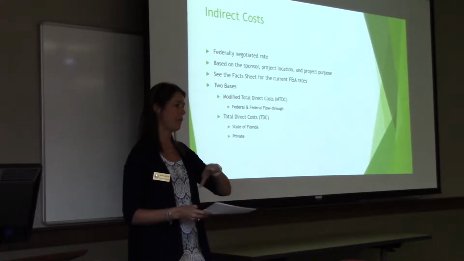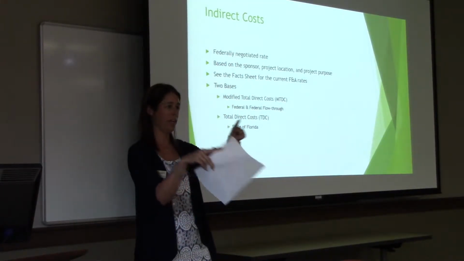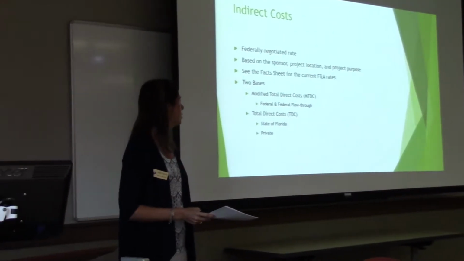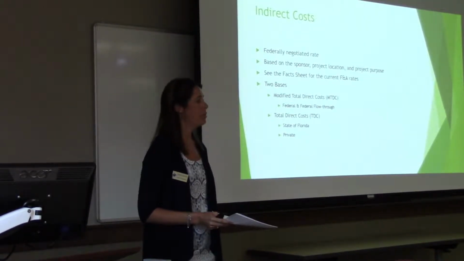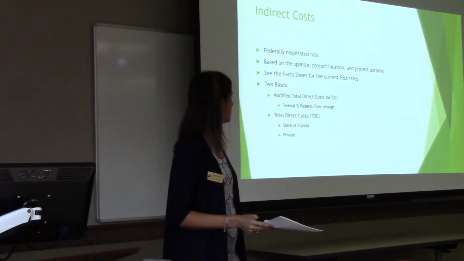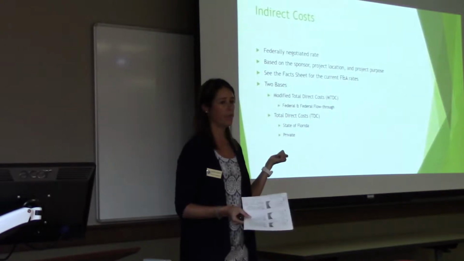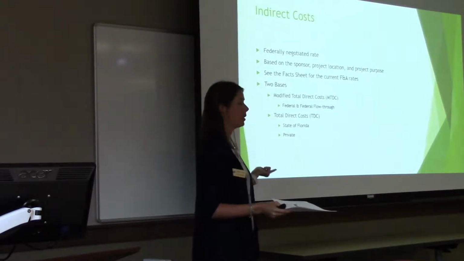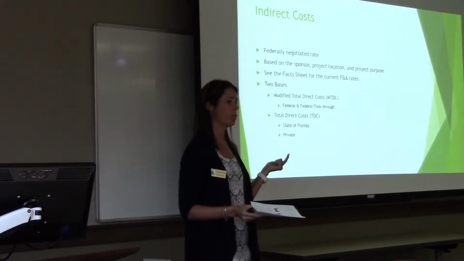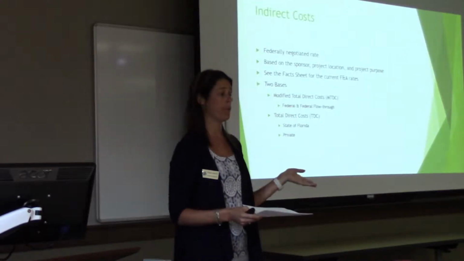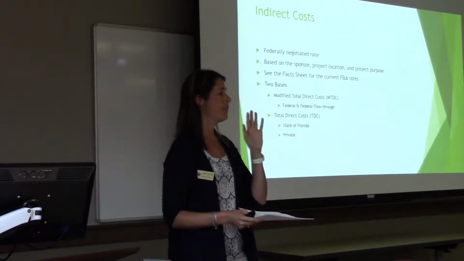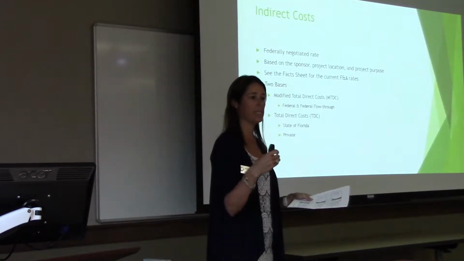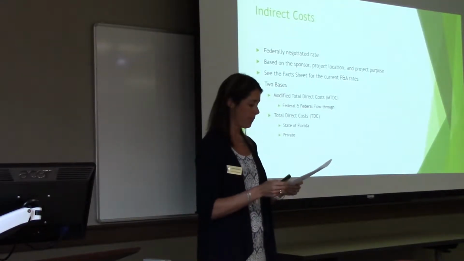So there are variables that you have to pull together to find what your F&A rate is. And as Laura mentioned, there are two bases. We call one modified total direct cost, MTDC. You typically see this with federal and federal flow-through awards. And then total direct cost, TDC, which is typically State of Florida and private, foundation, or industry awards. The RFP, or request for proposal, will typically dictate which cost basis you're using.